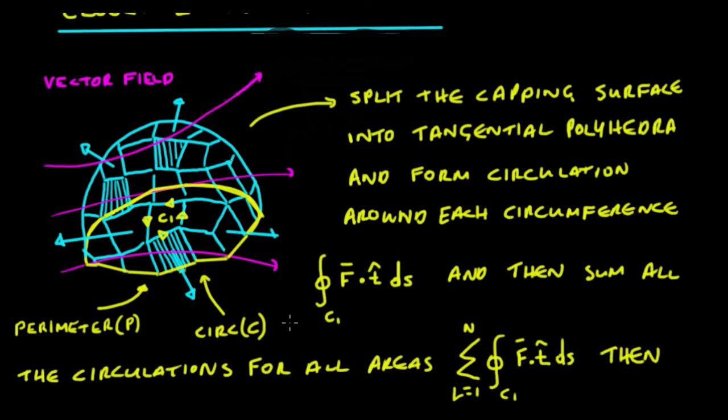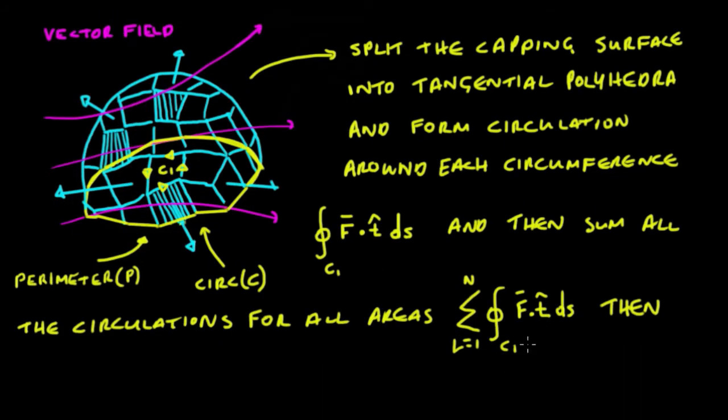So the circulation is going to be given by the tangential component of the vector field around your path. I've called that path C1. So if we sum up all of these paths from, let's say, L equals 1 to N, where L is the Lth path and N is the total number of the little area elements, that would be down here a CL. So we're summing all of these circulations up for all of these little area elements.